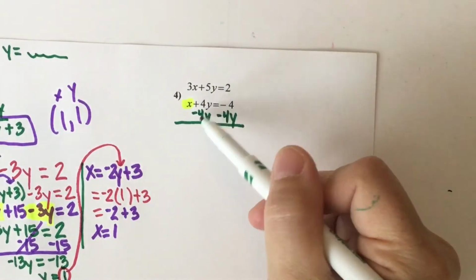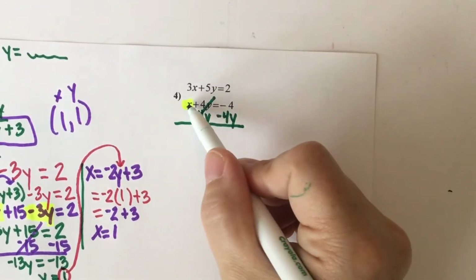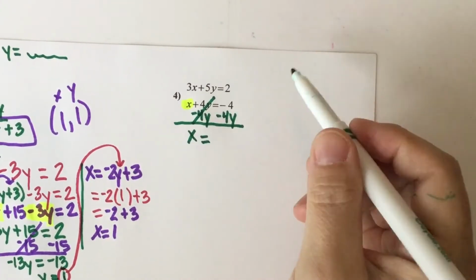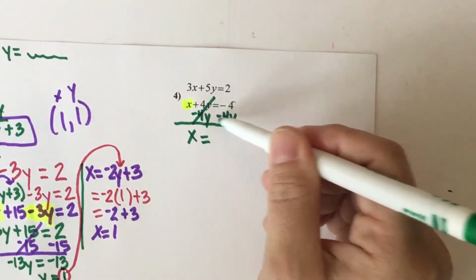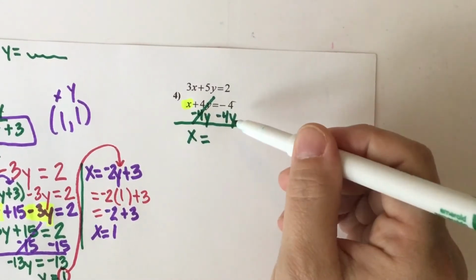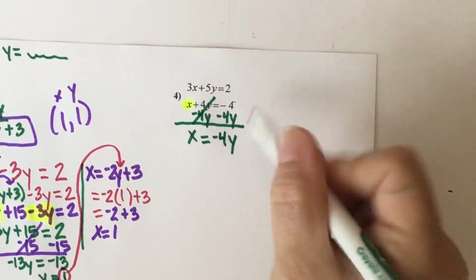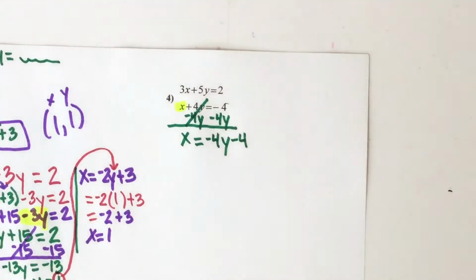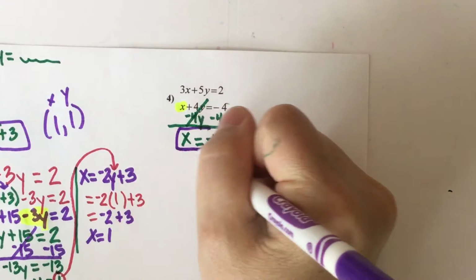So this way, 4y minus 4y is 0. Shoop, it's gone. I'm going to bring down the x. I'm going to bring down the equals. And then I can't actually subtract these because this has a y and this doesn't. So I'm just going to recopy. I'm going to write the negative 4y first. And I'm going to write the minus 4 in the back. Now it's substitution ready. This guy is going to be my bread.